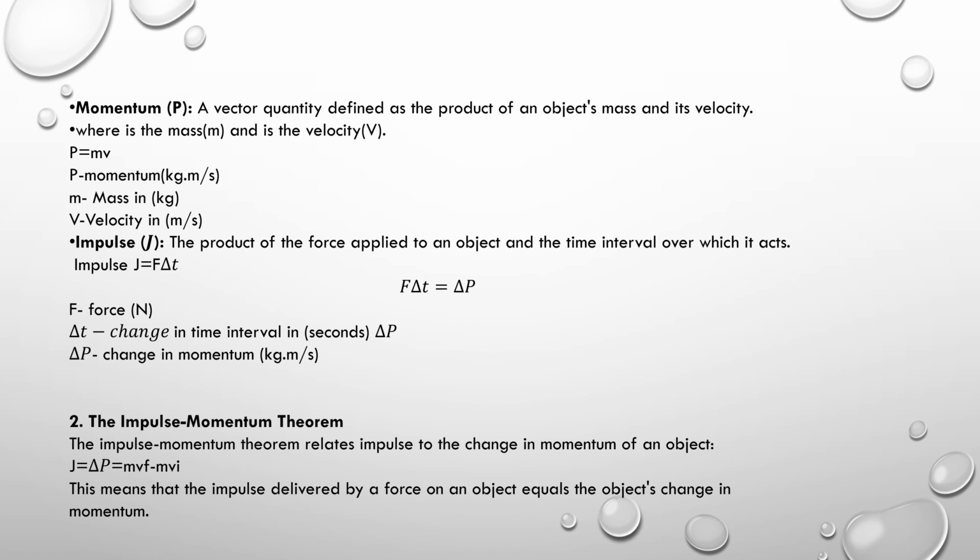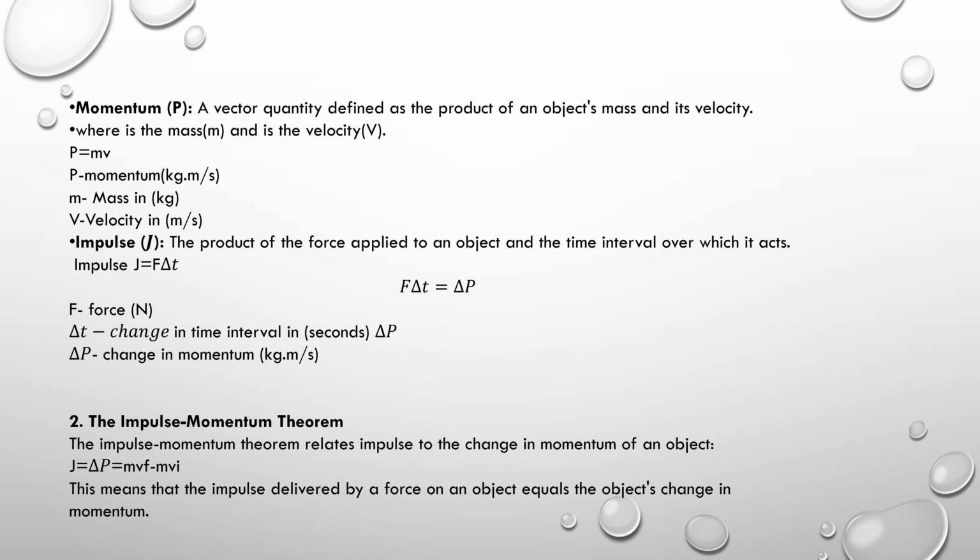So momentum is a vector quantity defined as the product of an object's mass and its velocity, where m is the mass and v is the velocity. The formula for momentum is p equals mv. P is for momentum, which is in kg meters per second. Then m is for mass in kg and v is for the velocity in meters per second.